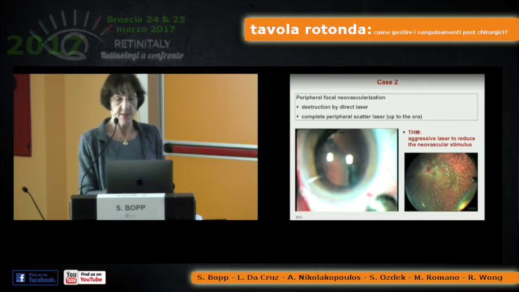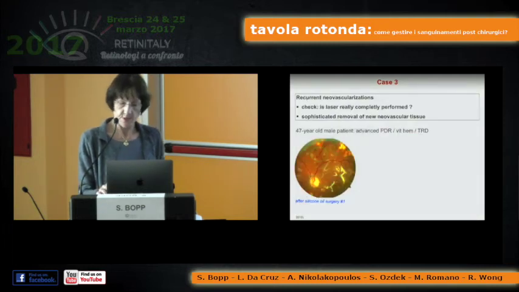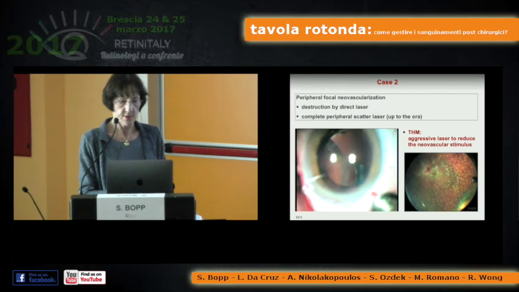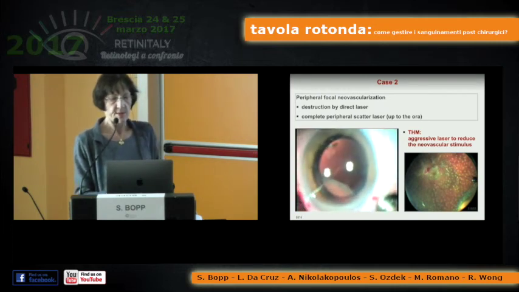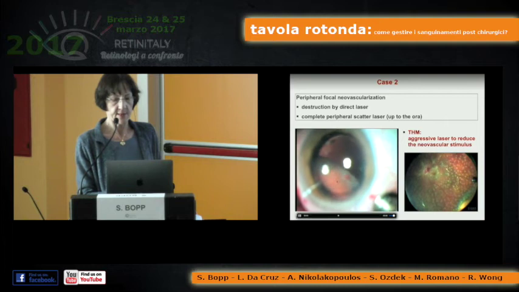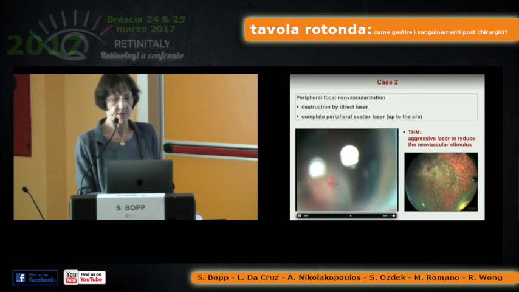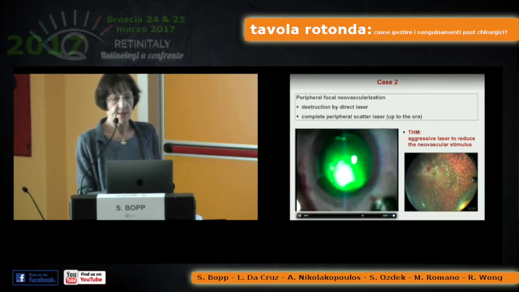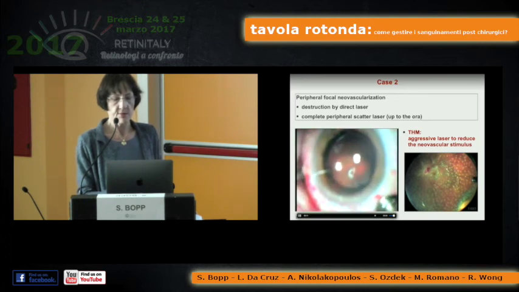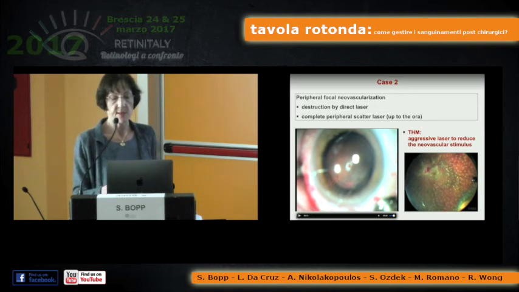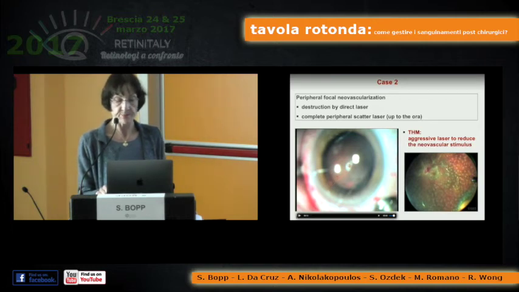Sometimes you find in such cases, this is another one, in the periphery, those also tiny little neovascularizations. And these ones, either you laser directly, or maybe you also can cut them, but that sometimes leads to some bleeding. And it's very important to look also for these ones, especially in the anterior vitreous space.